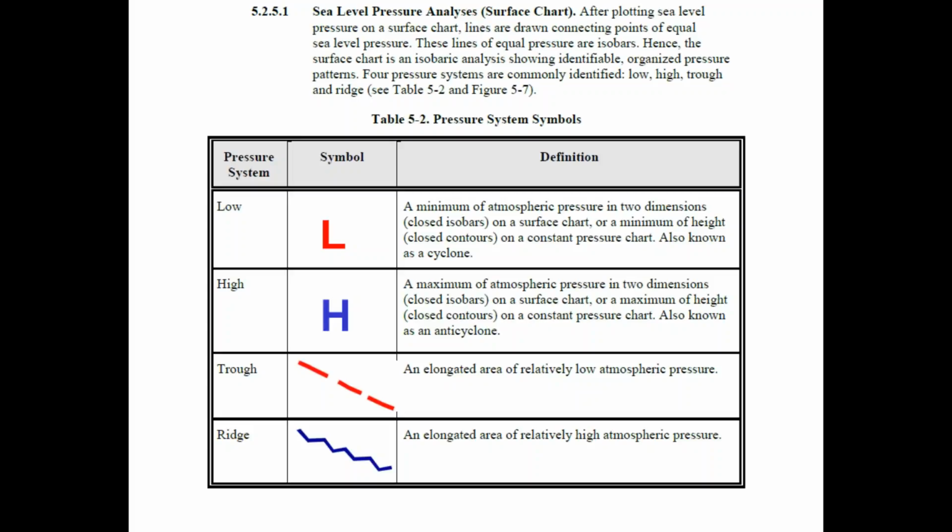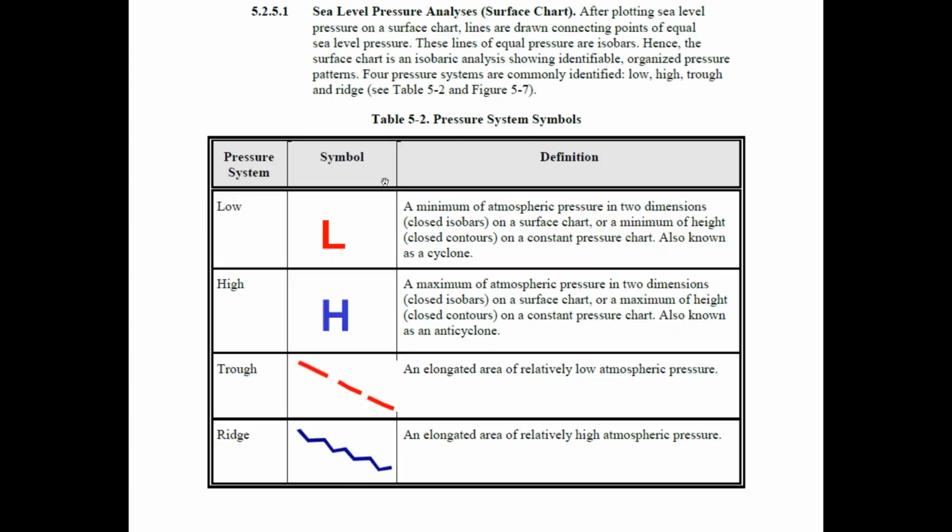Moving over to a trough, it is an elongated area of relatively low atmospheric pressure, and a ridge is an elongated area of relatively high atmospheric pressure. We'll look at troughs and ridges more in a minute, but sometimes you get a low pressure system which moves over an area and it just sits there. It doesn't move. It can't escape.